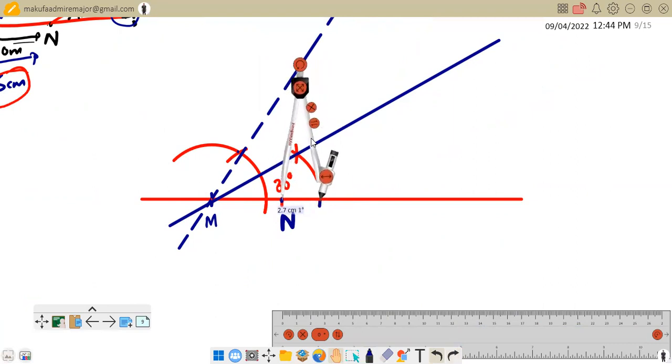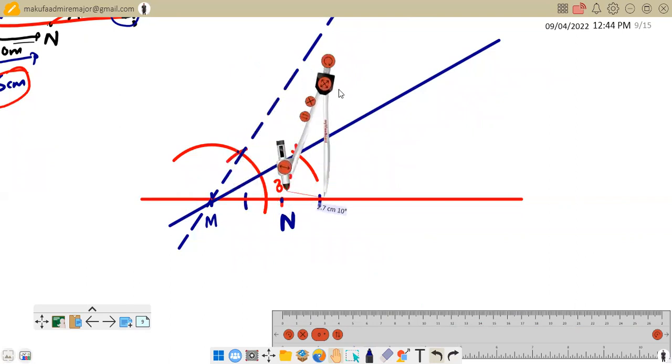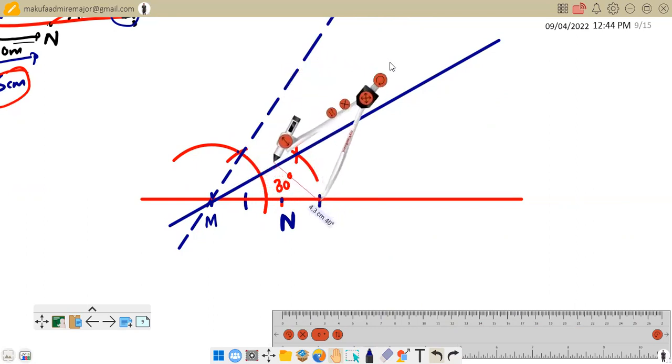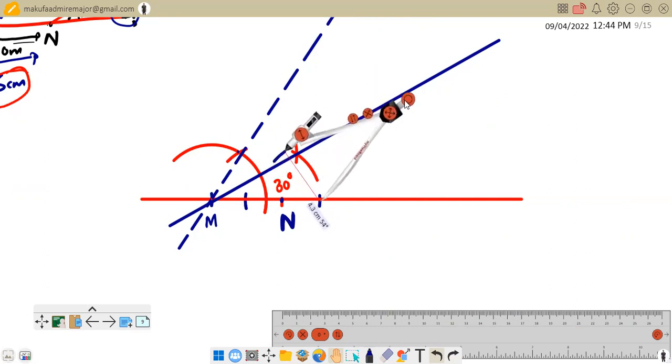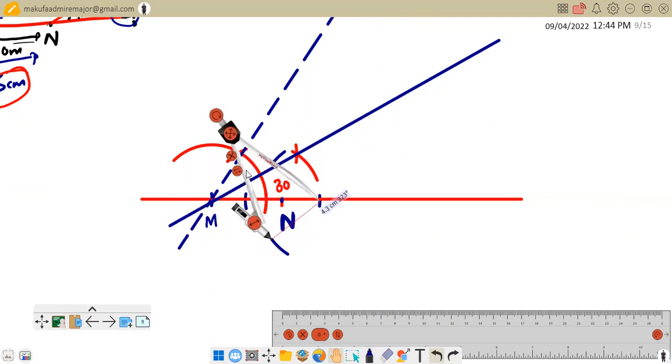Just mark a smaller arc, and also mark an arc on the other side without changing the distance. With these two arcs, I'm going to open more than half of the line. From this, I'm going to mark an arc on top, above this line. I'm just going to mark an arc maybe somewhere here. Then I do the same on the downside, below. Just going to mark another arc like this.